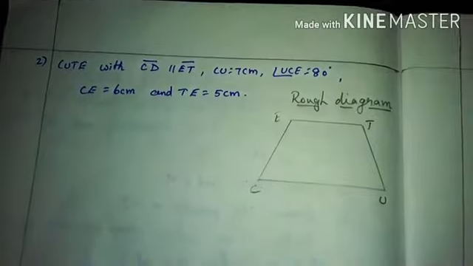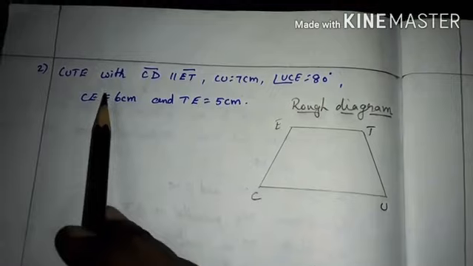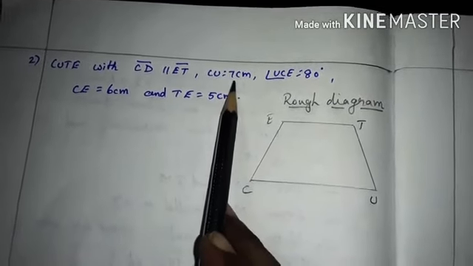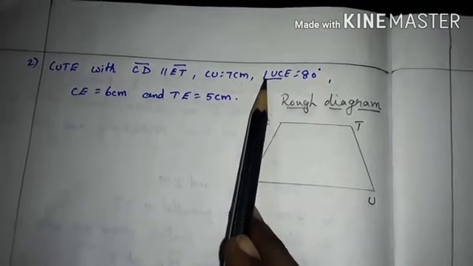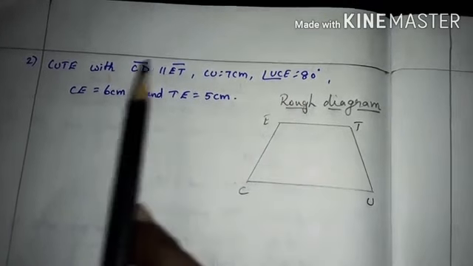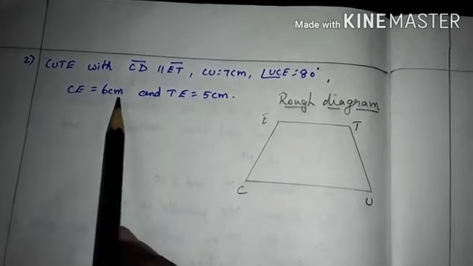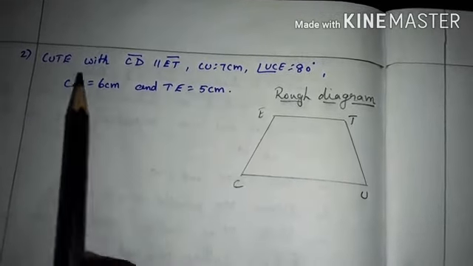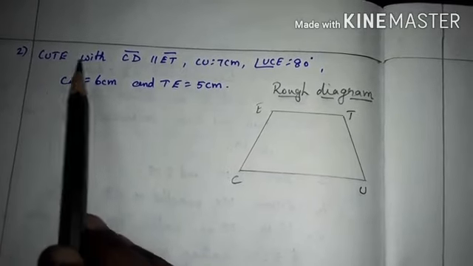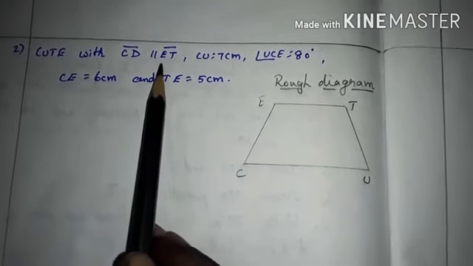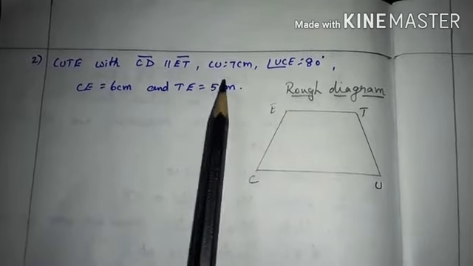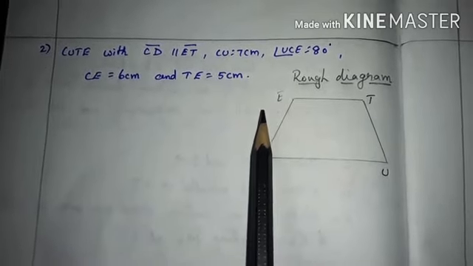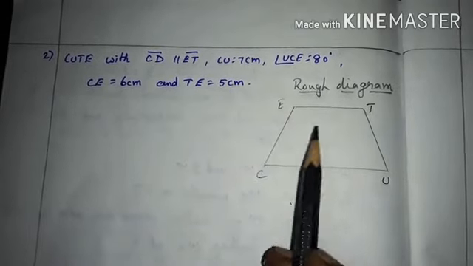Now see one more sum. CUTE with CU parallel to ET, CU equal to 7 cm, angle UCE equal to 80 degree, CE equal to 6 cm and TE equal to 5 cm. Here you have to construct the trapezium CUTE with CU and ET as parallel sides. They have given 3 sides and 1 angle. Using these measurements, we are going to construct the trapezium.